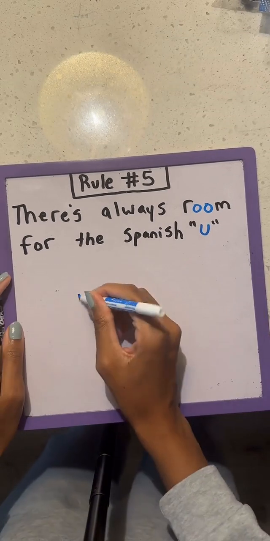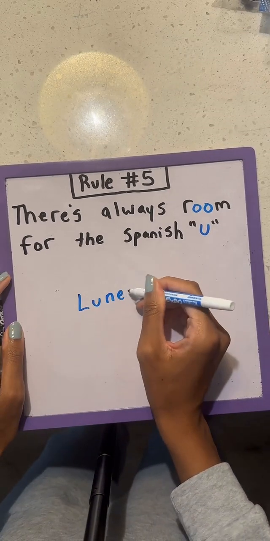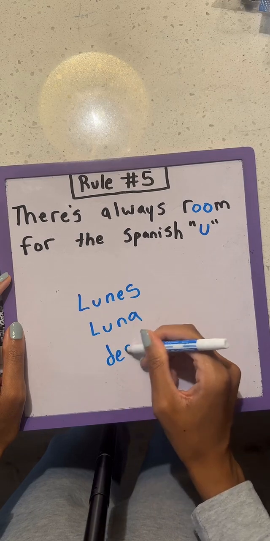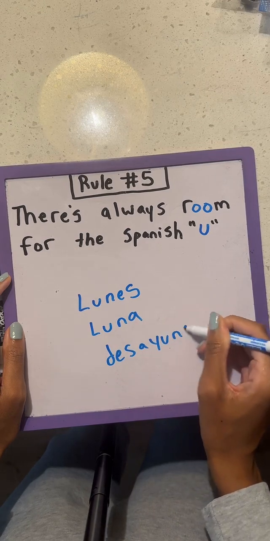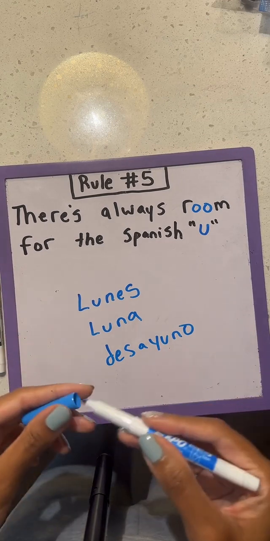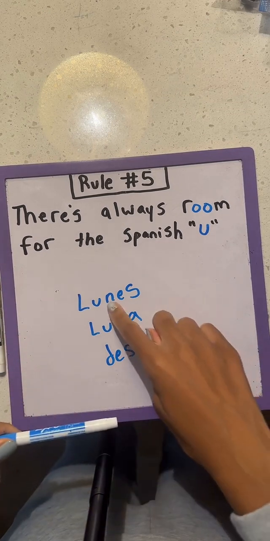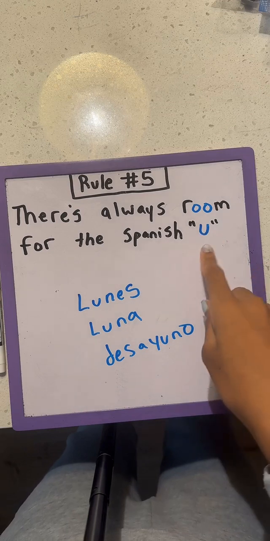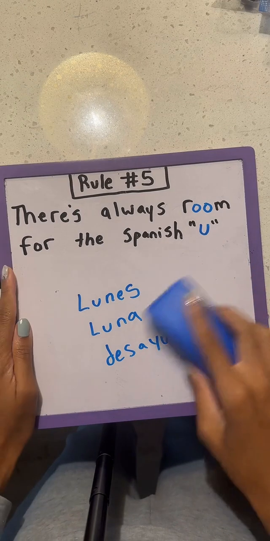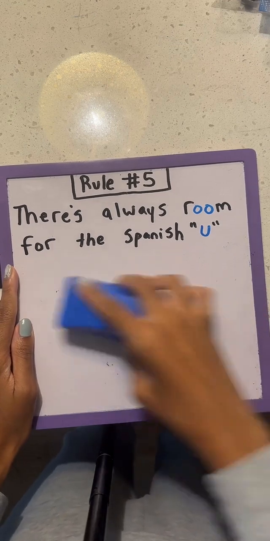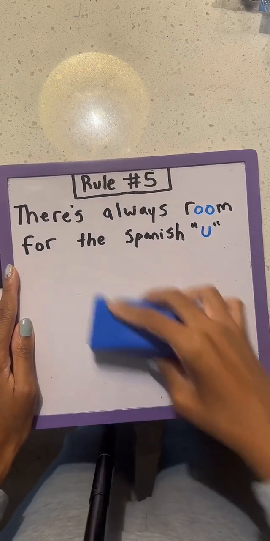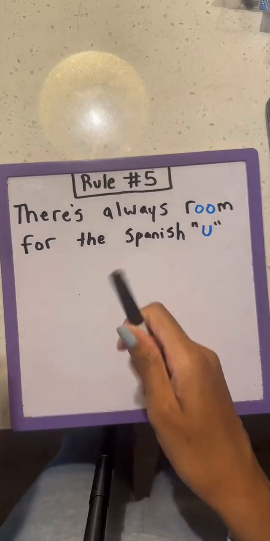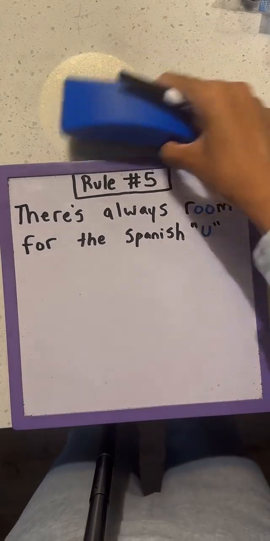So when you say the words lunes and luna and desayuno, stuff like that, then yes, absolutely, it's going to have the U sound. That's why I say there's always room for the Spanish U, but I did have to tell you about the exceptions to it, because sometimes grammar rules have exceptions. Sometimes it doesn't always make the most sense, but it's the rules.